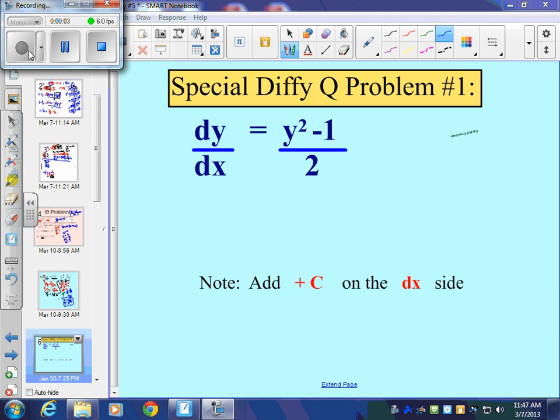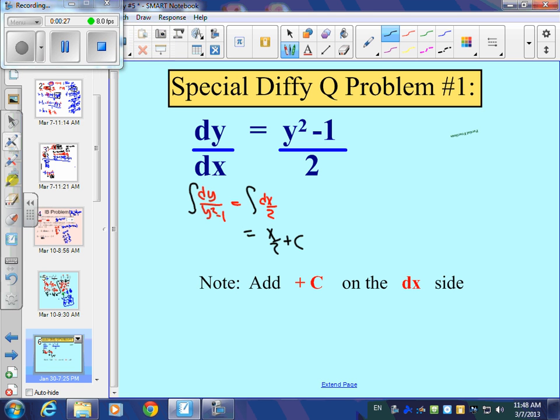This is a differential equations problem that has to do with a little side technique that we've seen before, but we haven't seen for a while. If I separate these, I'm going to get dy over y squared minus 1 is equal to dx over 2. So when I integrate that, I get stuck. Not on this side, that's just x over 2 plus c. But on this side, I get stuck.